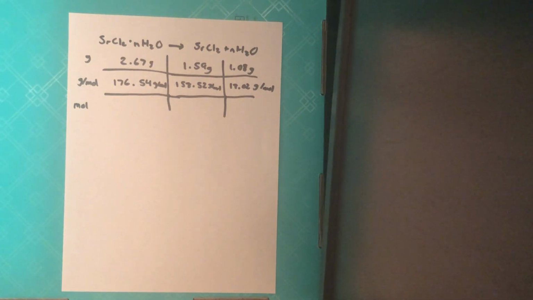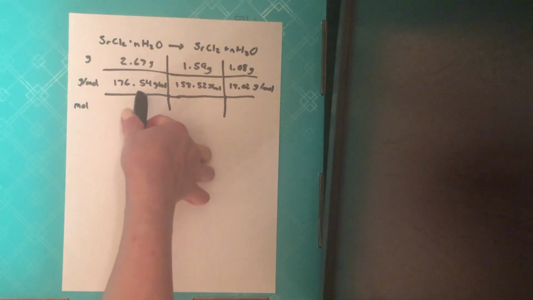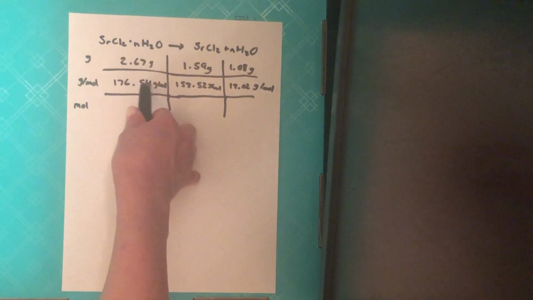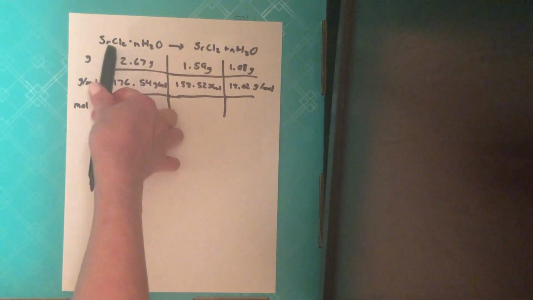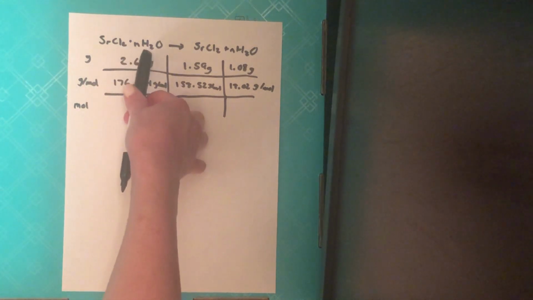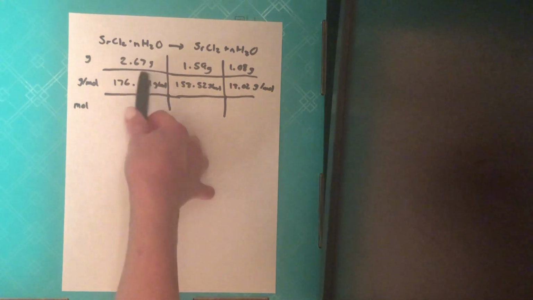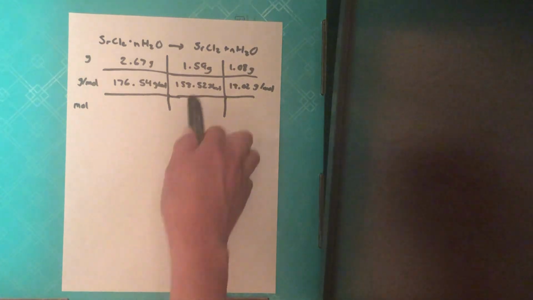I'm not going to go step by step exactly how we do that, because you guys are probably pros at that by now after the first part of the worksheet. But I'll quickly run through it with you. This molar mass is essentially the molar mass of strontium plus the 2 chlorides plus the 2 hydrogens and the oxygen in water. That's how we'd get that 176.54 grams per mole right here.